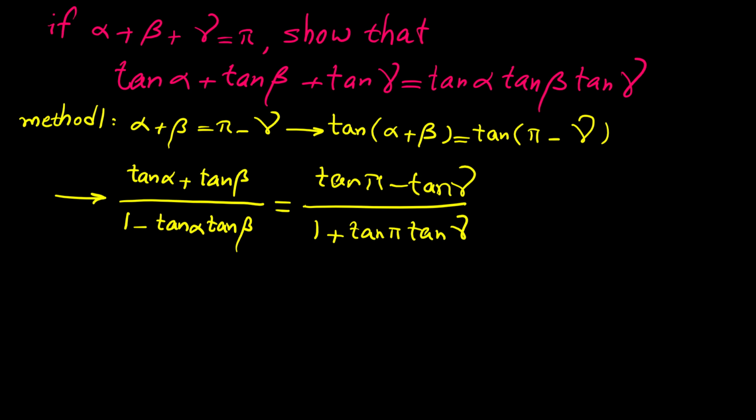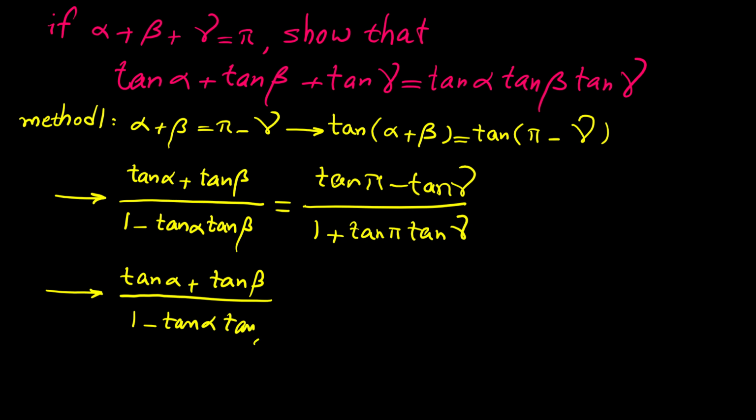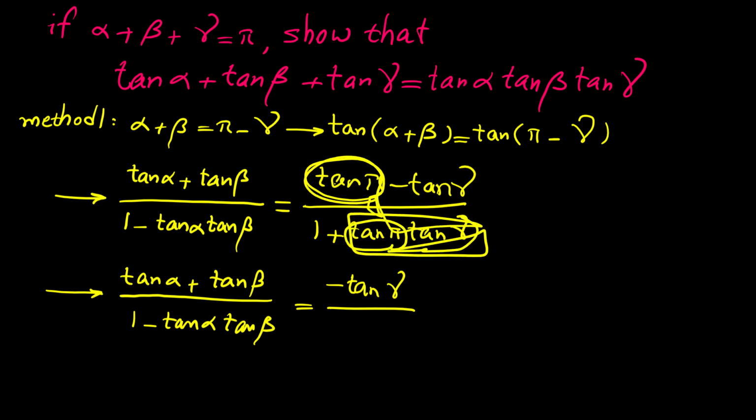So if we simplify the right side and we rewrite the left side, we have tangent of alpha plus tangent of beta all over 1 minus tangent alpha tangent beta equals negative tangent of gamma. Attention, tangent of pi is 0, so this is 0. This is also 0 because 0 times tangent gamma is 0, and in the denominator we have only 1, so all over 1. And we don't really need to write this 1 here.